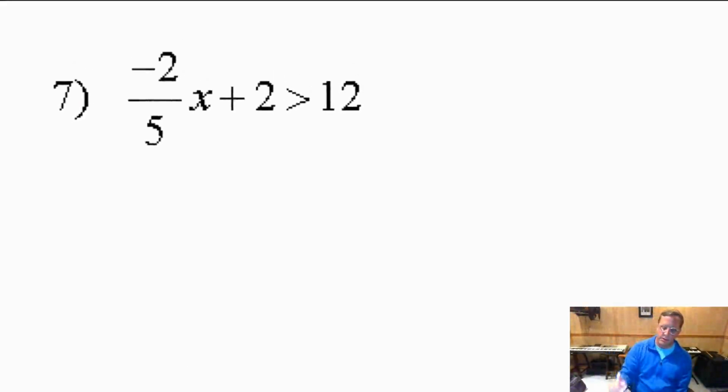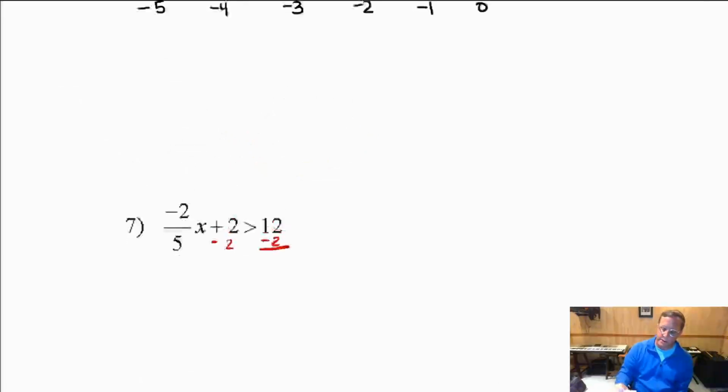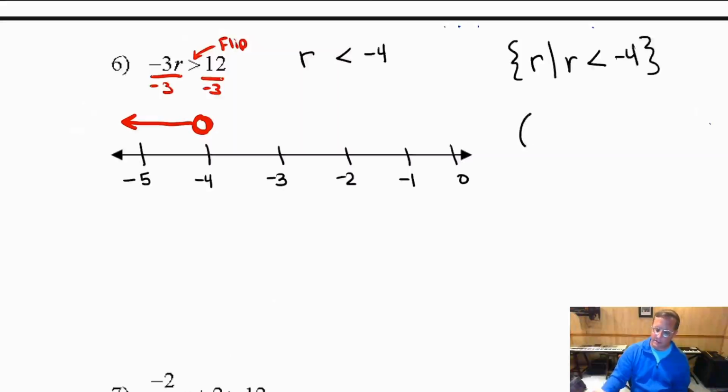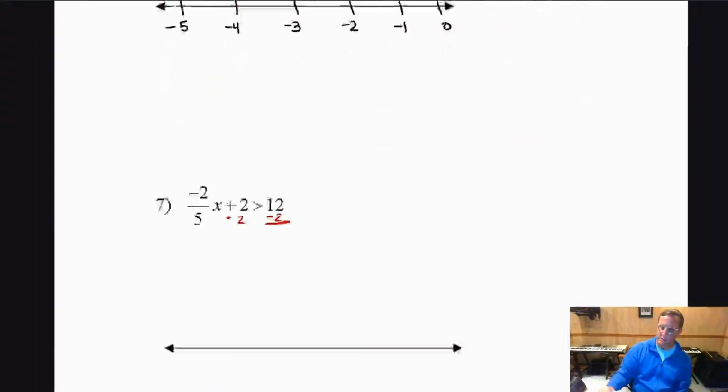All right, number 7, let's go ahead and subtract 2 from both sides. Oh, I forgot something. On number 6, I forgot to do the other types of notation. The set notation for that one is going to be R is all numbers such that R is less than negative 4. And the interval notation is going to be negative infinity, because that's on the left, and negative 4 is on the right, parentheses.